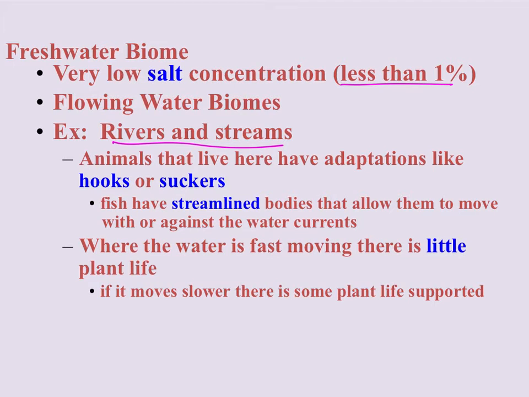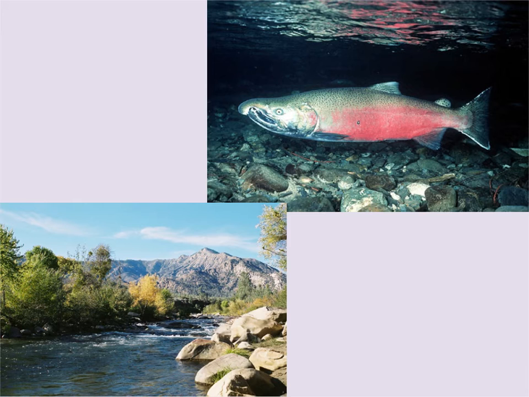Then your animals are going to have adaptations. They're going to have hooks or suckers, and they're going to have very streamlined bodies. So the fish might not be real fat, but they might be kind of long, so they can easily go with or against the water current. So here are some pictures of some flowing water, freshwater biomes.